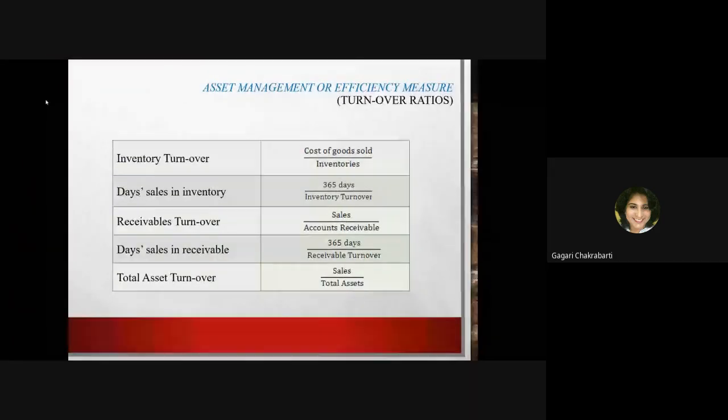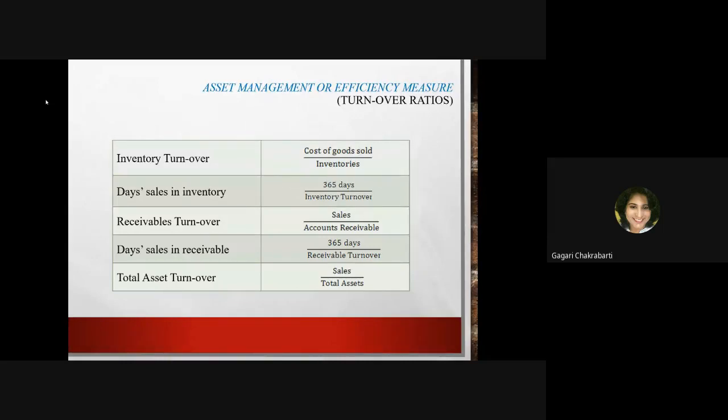So we are considering the asset management or the efficiency ratios. We shall be talking about basically how efficiently the assets are managed by the firm or used by the firms. So we shall be talking about different types of assets, and we shall be talking about the efficiency in using those assets. So let us start from the inventory.